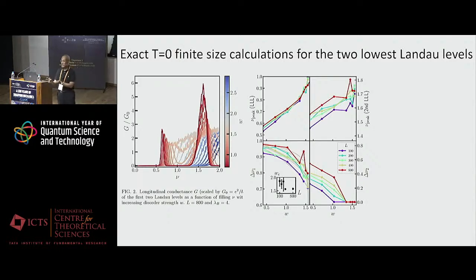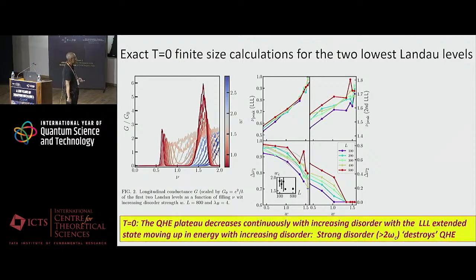So I have a partial answer to the question I posed. At 0 temperature, when you increase disorder, the plateau always shrinks. At 0 temperature, nothing else happens. The plateau always shrinks when you increase disorder. Okay? The quantum Hall effect is getting progressively destroyed because you have to eventually recover the orthogonal class localization at infinite disorder. So that's one answer.